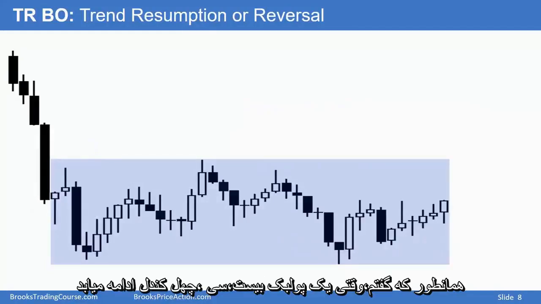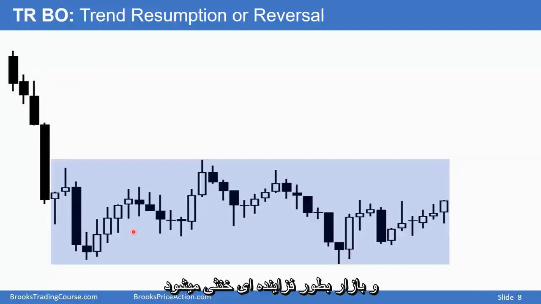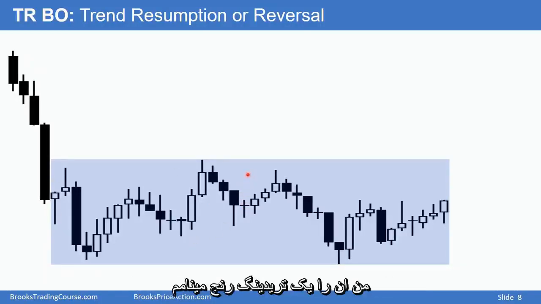As I said, once a pullback lasts 20 bars, 30 bars, 40 bars, the prior trend is so far to the left that it loses influence and the market becomes increasingly neutral. Usually, when a pullback grows to 20 bars or more, I call it a trading range.